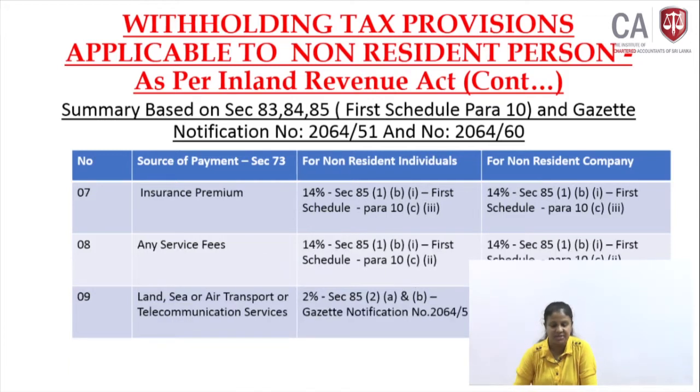Now what is this section 85? Section 85 is for the service fees. In that, the insurance premium is included under the service fee. The rate is 14% if it is received by a non-resident individual or non-resident company. It's section 85 subsection 1B Roman 1. It's covered under first schedule para 10 C subparagraph 3 Roman 3.